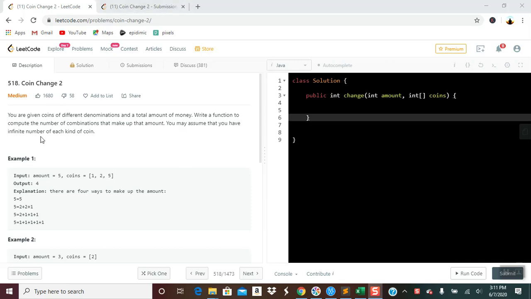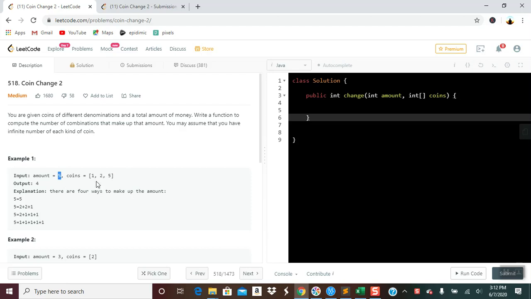You're given different denominations of coins, and you should write a function to compute the number of combinations that make up that amount. You may assume that you have an infinite number of each kind. So you are given a number of coins, these are the denominations. The total sum amount is 5.